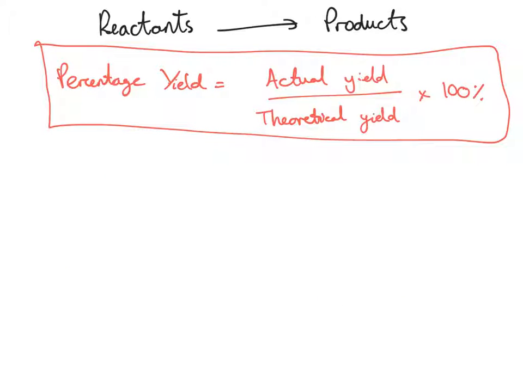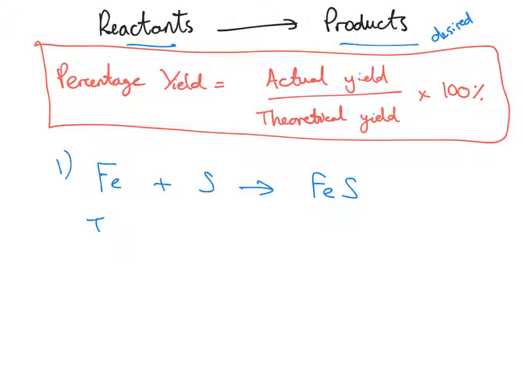So it's really important to focus on this idea of turning the reactants into products. Now, based on the previous slide we looked at, it's all about the desired products. So it's the yield of the thing that you desire. So let's say we have this, iron add sulfur makes iron sulfide. In theory, the theoretical yield, I should have created 100 grams of iron sulfide.